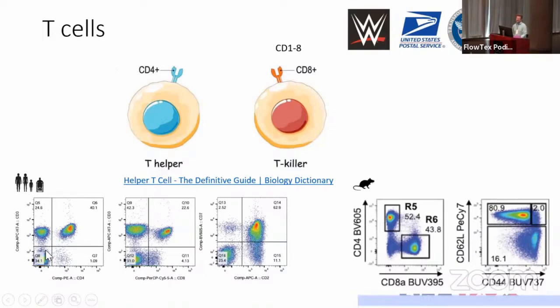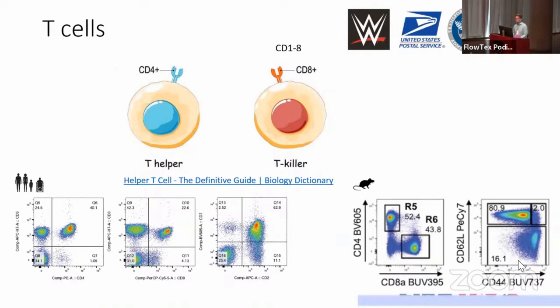So in humans, T cells are identified using CD3. This is a piece of the T cell receptor. If it's a helper T cell, it's going to be CD4 positive. And if it's a killer T cell, it's going to be CD8 positive. They also tend to doubly express CD2 and CD7. Mouse is not that different. CD3 is the same, CD4 and CD8.